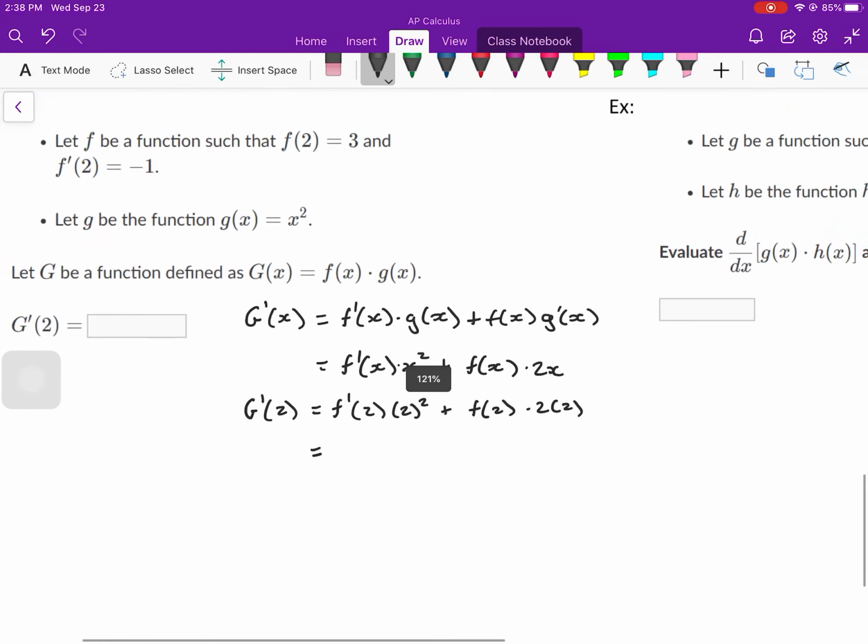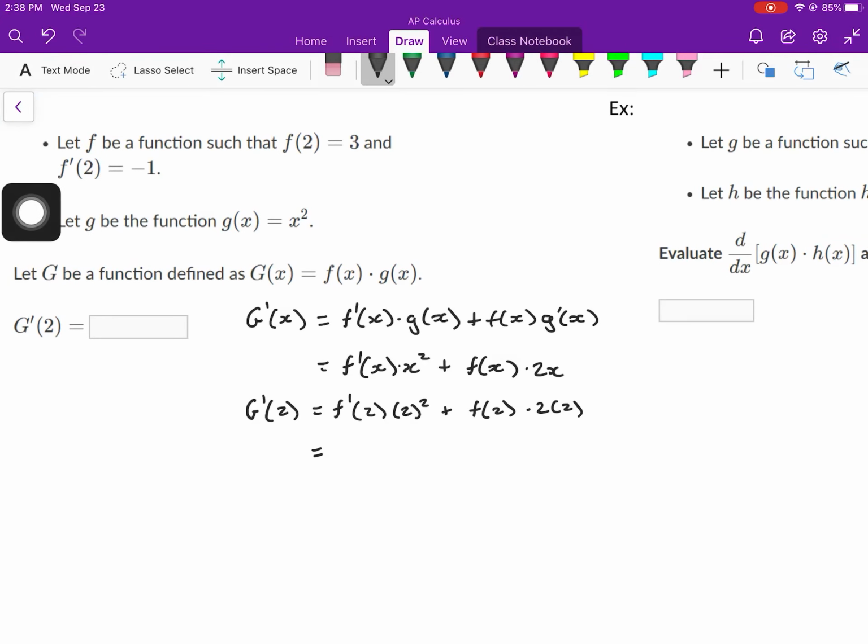And f prime of 2, I wonder what that is. Well, they gave it to us. It's negative 1. Then 2 squared is 4. Then f of 2 is 3, given to us as well. Times 2 is 4. So we get negative 4 plus 12, which is 8.